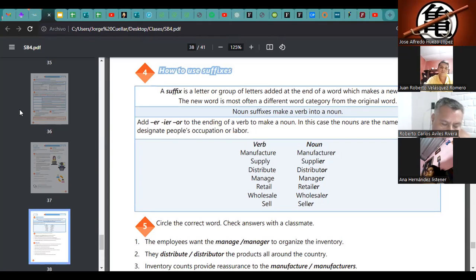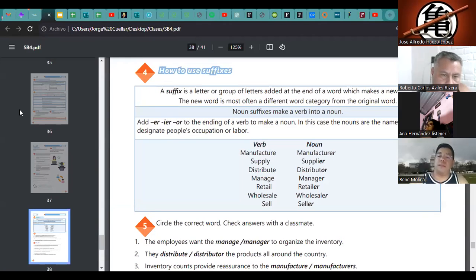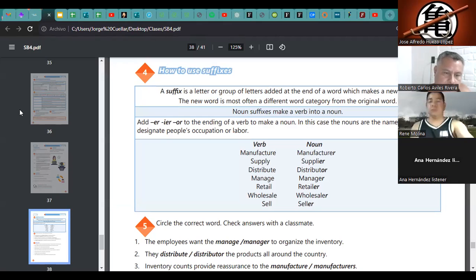So this is very simple, right? A prefix is when it goes at the beginning, and a suffix is when it goes at the end. So you add some letters at the end of a word, and then that word transforms into a new word, okay? Very often from a different category. So for example, we can add er, i-e-r, or o-r to the ending of a verb to make a noun. Imagine that is like magic, right? So you have a verb, and if you add two or three letters at the end of the verb, you transform the verb into a noun. So that is it. It's very simple.